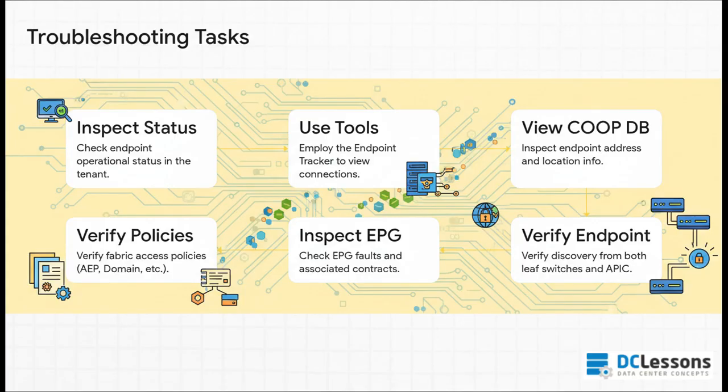Next, we'll peek into the COOP database. That's the Council of Oracle protocol, which is basically the fabric's address book, to see where it thinks the endpoint is. We have to confirm that from the leaf switches too, and we absolutely cannot forget about policies. We need to look for faults on the EPG, check our contracts, and make sure that whole chain of fabric access policies, AEP, domains, VLAN pools, all of it is solid.